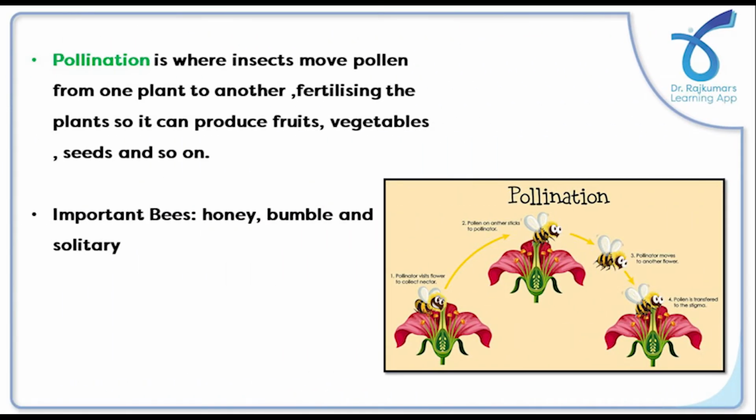Do you know what is meant by pollination? Pollination is where insects move pollen from one plant to another, fertilizing the plants so they can reproduce fruits, vegetables, seeds, and so on. Honeybees, bumblebees, and solitary bees, these are the three important types of bees which play a majority role in the pollination of the food crops.